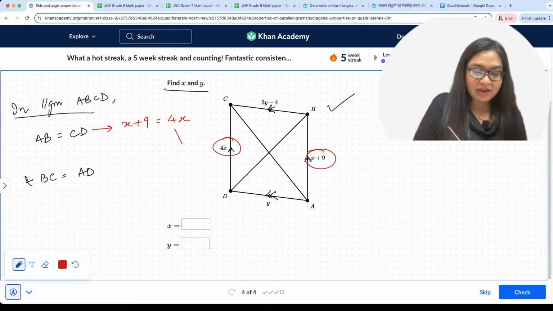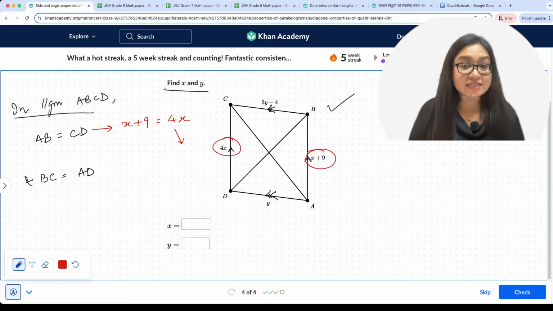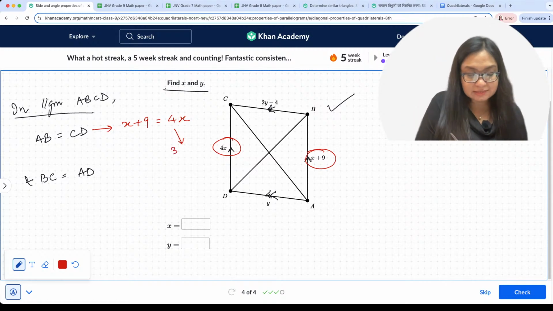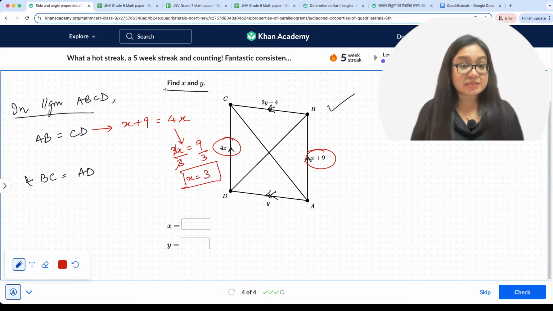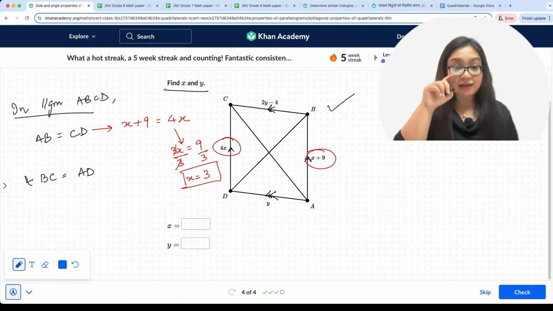So, x की value क्या आ जाएगी यहाँ से? Here I can take x over to the other side and I get 4x minus x, that is 3x, is equal to 9. Dividing by 3 on both sides, I get x is equal to 9 by 3, which is 3 units. Similarly, I can go ahead and solve for BC and AD as well.